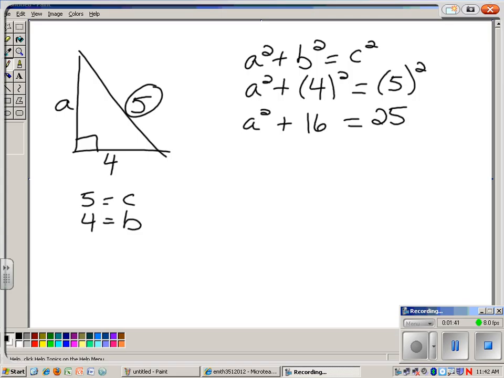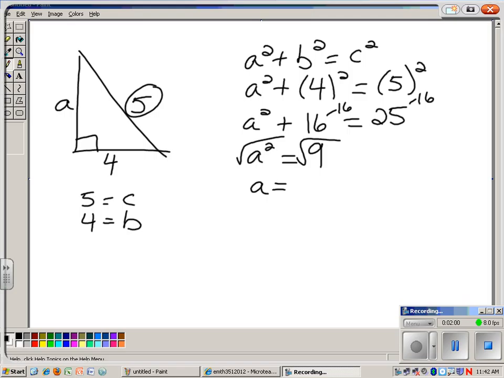Good. Our next step would be we want to collect our like terms. So we're going to subtract 16 from both sides of our equation. And so we're going to get a squared is equal to 9. Finally, we want to just find what a is equal to. So we take the square roots.